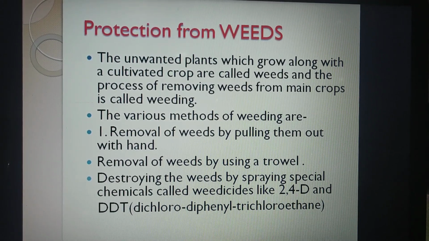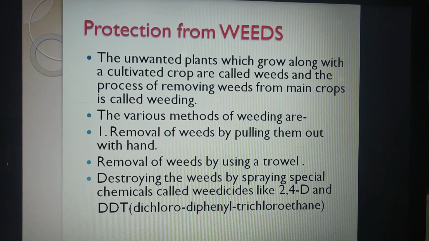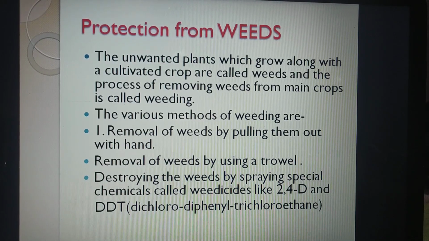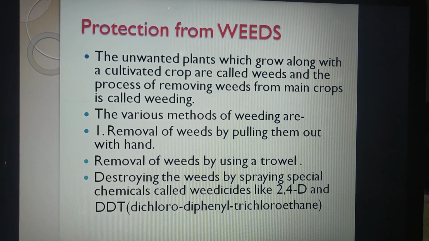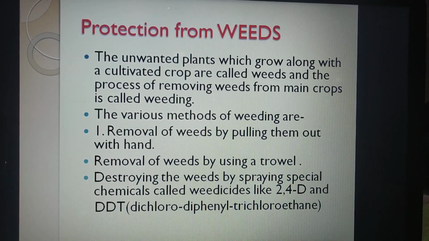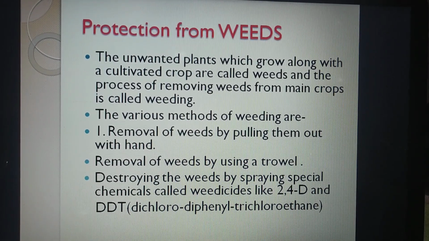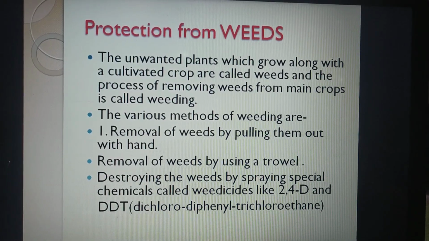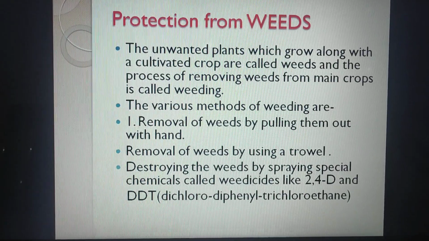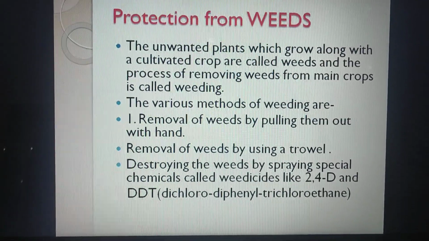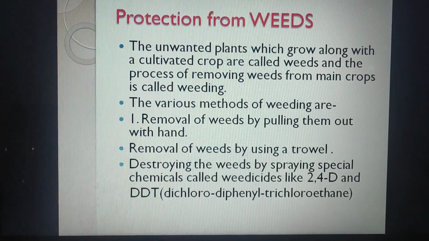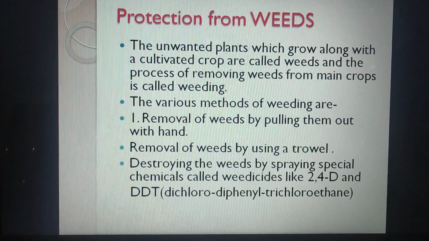So few of the weedicides are 2,4-D and DDT. The full form of DDT is dichloro, diphenyl, trichloroethane. So these are the weedicides, and these weedicides are diluted with water and sprayed in the field with the help of a sprayer. So that is, with this method the weeds gets destroyed.